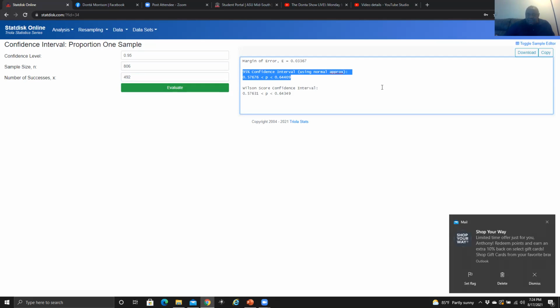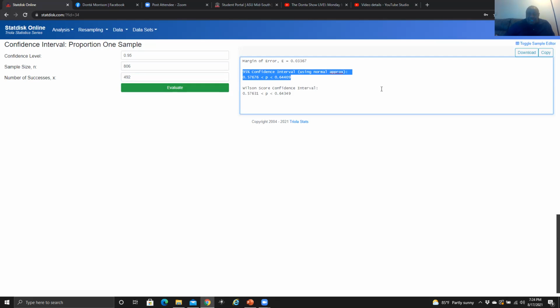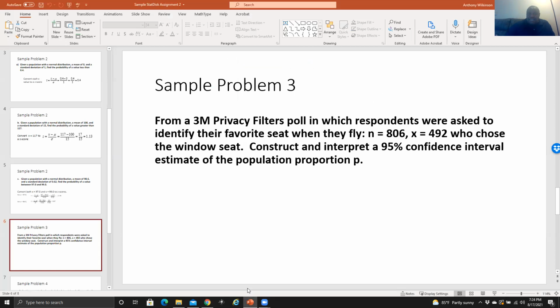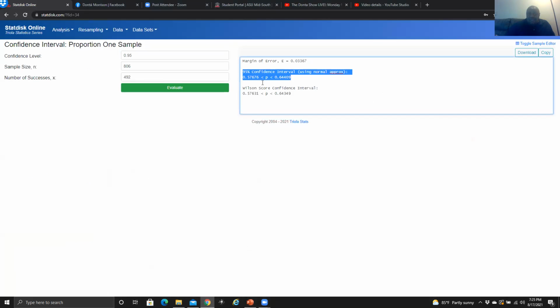Okay, so now what that means here is this, that we are 95% confident that the proportion of respondents who identify their favorite seat as the window seat falls between these two values, 0.577 and 0.644. That's how we interpret a confidence interval.